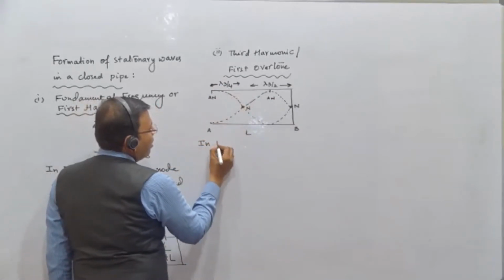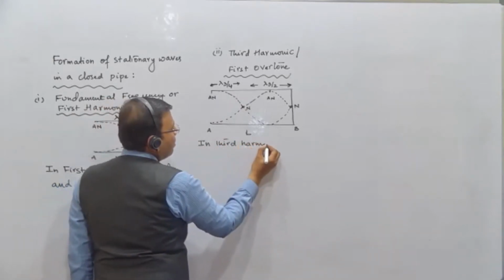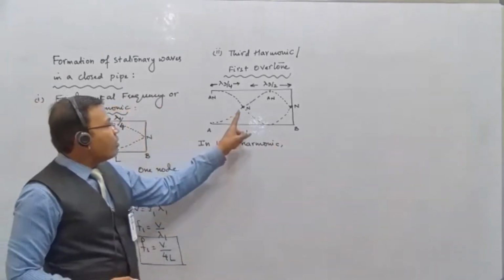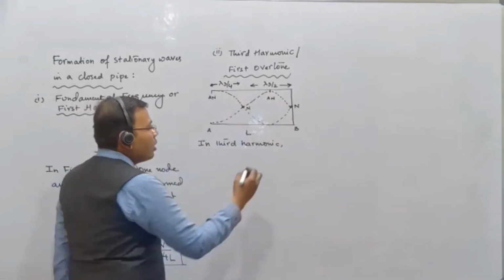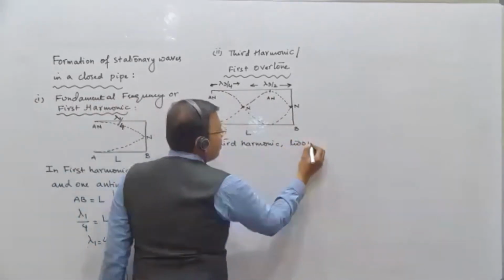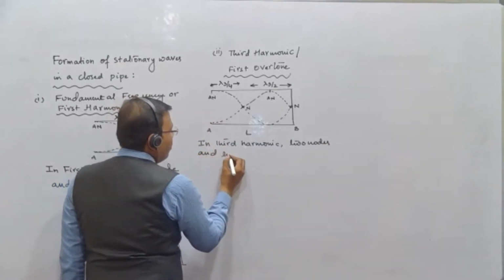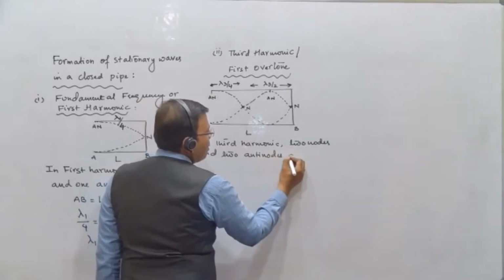So in the third harmonic, how many nodes and how many antinodes are formed? You can see clearly that two nodes and two antinodes are formed, and that is what we mention. Two nodes and two antinodes are formed.